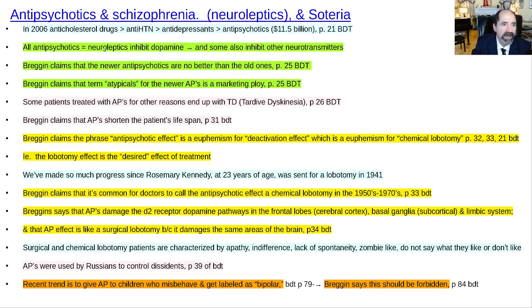And you look at this, in 2006, anti-cholesterol drugs were most common, then antihypertensives, antidepressants. But antipsychotics, the fourth most common set of drugs, were an $11.5 billion market. So that means they've got tons and tons of money for advertising. And so you're always going to see people trained to do this stuff. And I know what'll happen too.